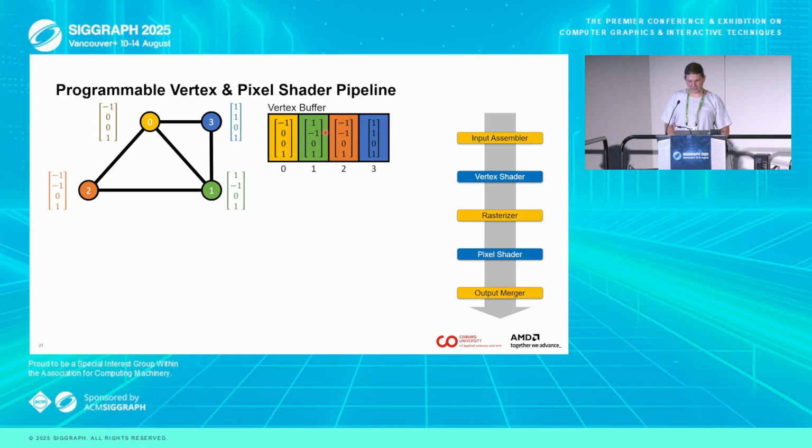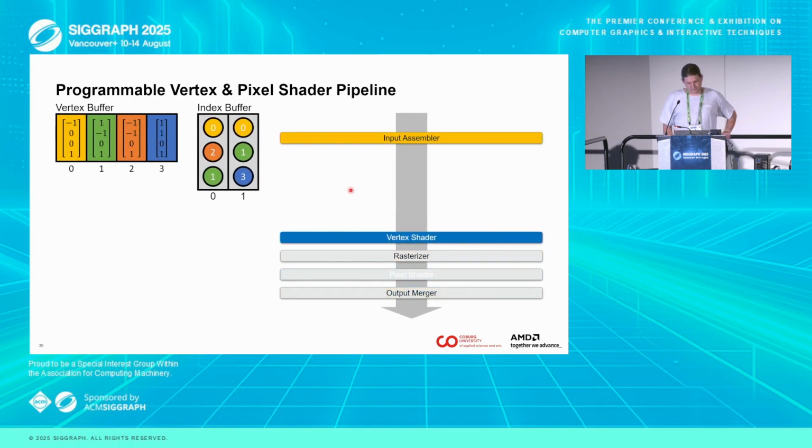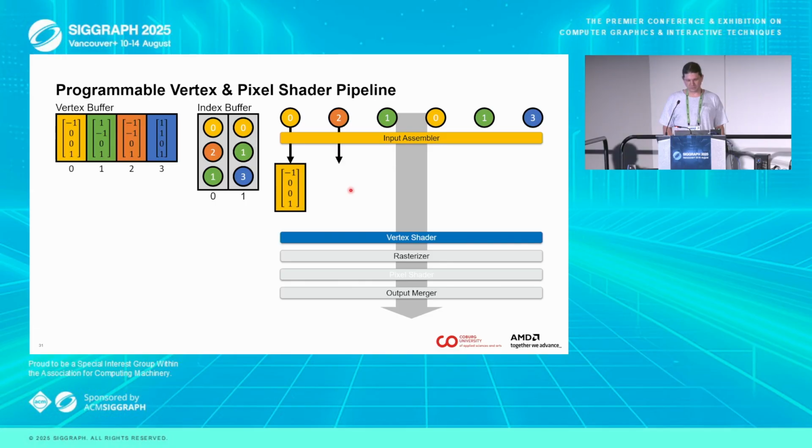I color-coded them so you can match them with the mesh over here. And then we have the connectivity or topology where we put into our index buffer. Here we have triplets of indices, and every triplet of indices specifies a triangle. So what happens is that the input assembler demultiplexes the vertices and then reads from the vertex buffer the corresponding attributes. Here it's four-dimensional positions.